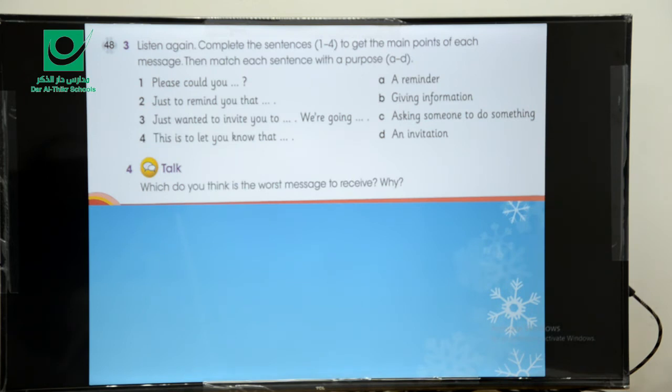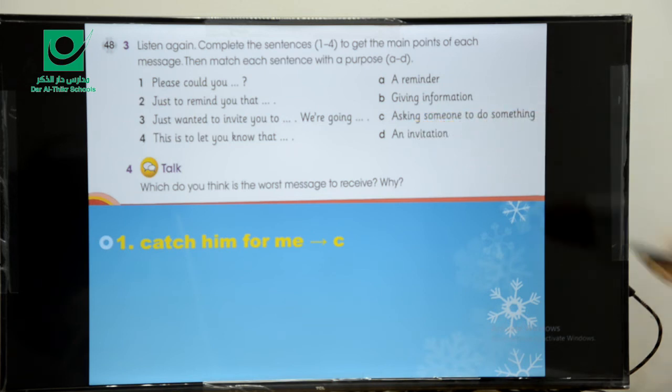Now they want us to listen again, then complete the sentences 1 to 4 to complete the main points of each message, and then match each sentence with a purpose. In number 1, please could you catch him for me. He was talking about the spider. He was telling his friend to catch the spider for him. And the purpose of this sentence goes to letter C, asking someone to do something.